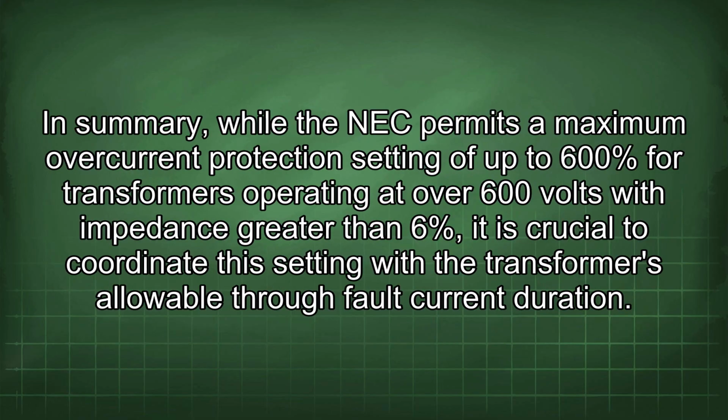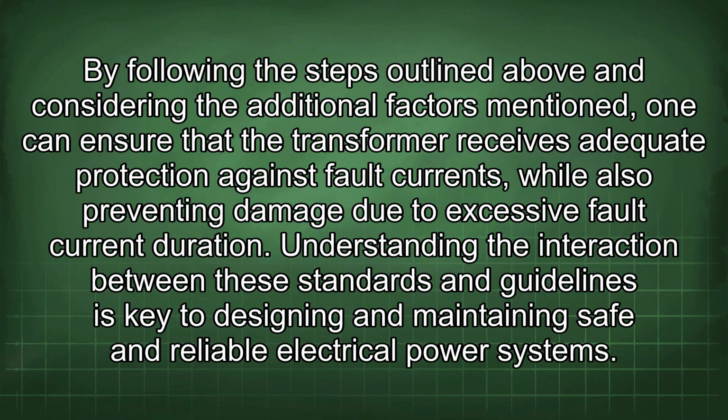In summary, while the NEC permits a maximum overcurrent protection setting of up to 600% for transformers operating at over 600 volts with impedance greater than 6%, it is crucial to coordinate the setting with the transformer's allowable through fault current duration. By following the steps outlined above and considering the additional factors mentioned, one can ensure that the transformer receives adequate protection against fault currents, while also preventing damage due to excessive fault current duration. Understanding the interaction between these standards and guidelines is key to designing and maintaining safe and reliable electrical power systems.